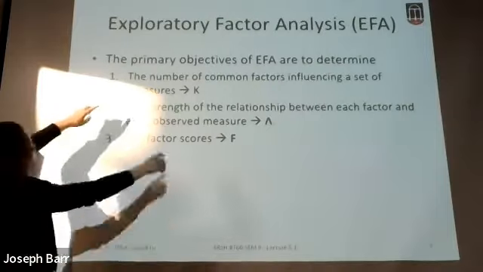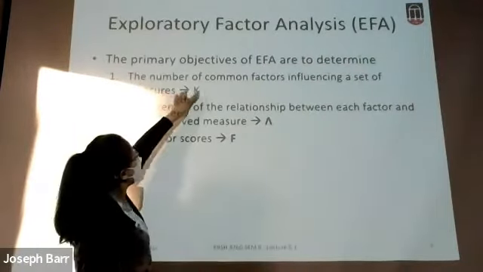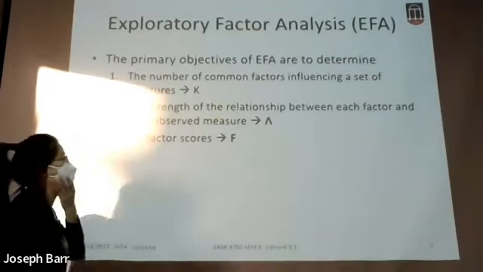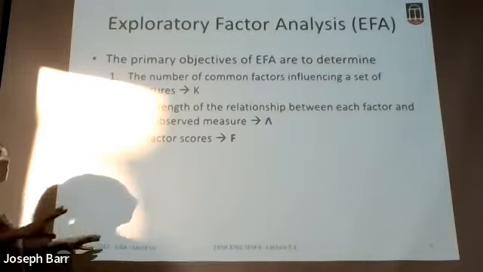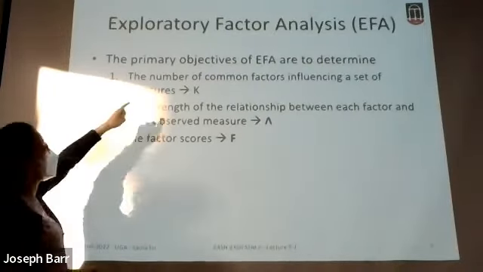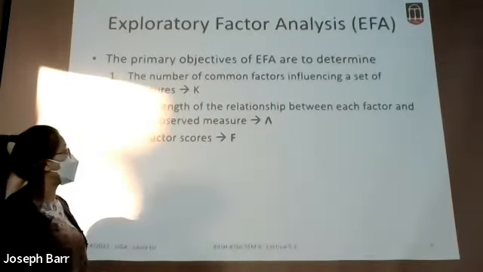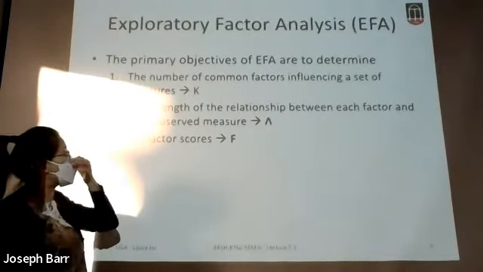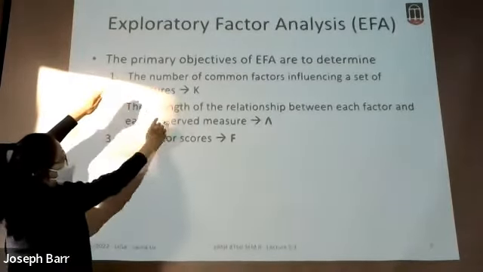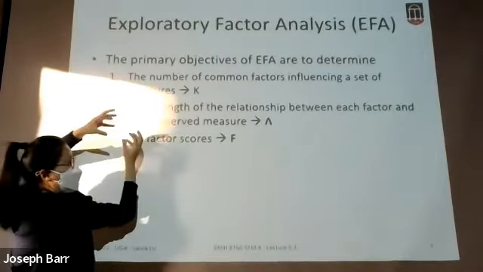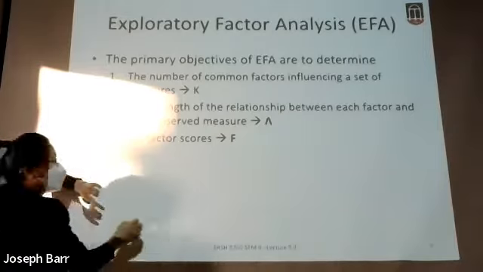As I mentioned, this is the most important goal for EFA: to decide the K. K is the number of common factors which influence a set of respondent variables. So this is the K, the number of common factors. Of course, we have unique factors, but that's not our focus. And then we're gonna look at the coefficient, or the strength, or the loading, which decides the lambda matrix.